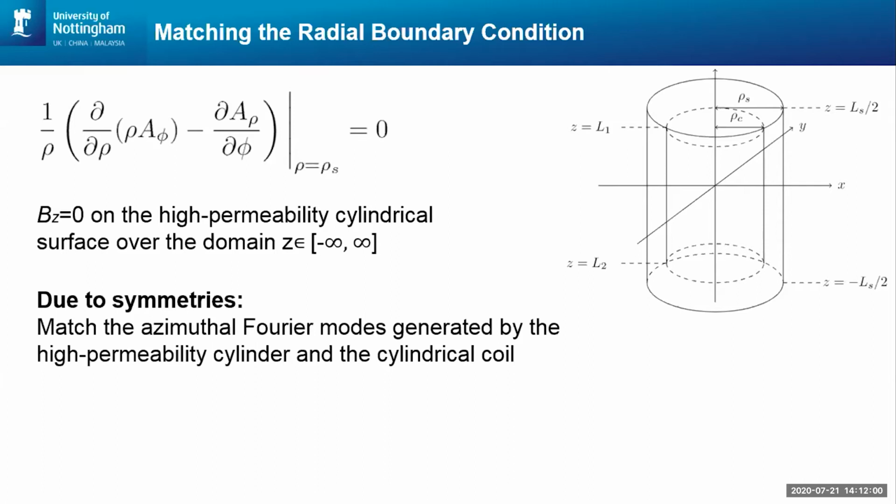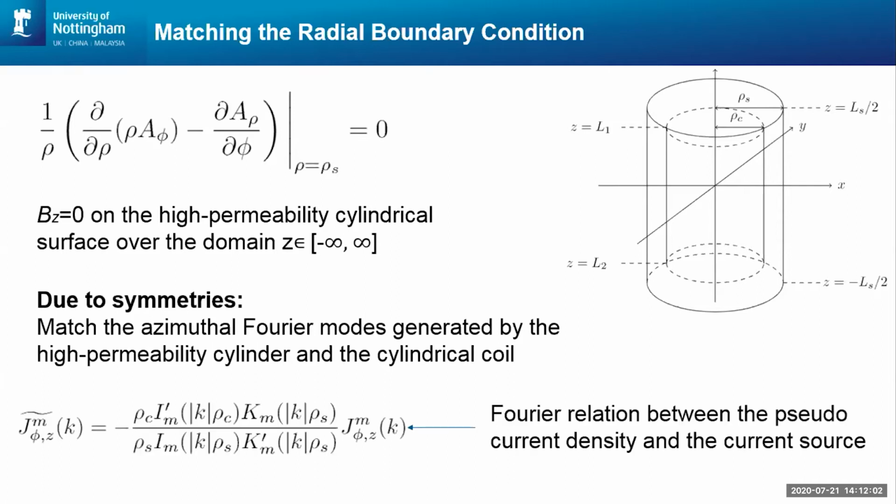cylindrical coil. And this is going to allow us to generate a Fourier relation between the initial current density, J, and that's the Fourier transform of the initial current density, and the pseudo current density that is induced in the cylindrical shell as a result of the magnetization.